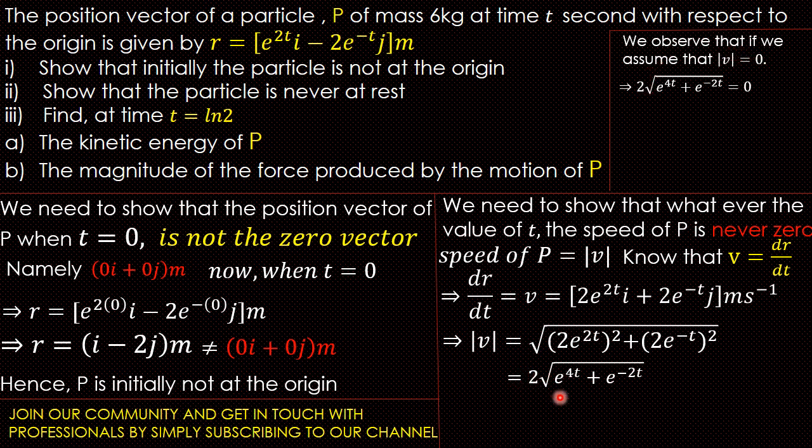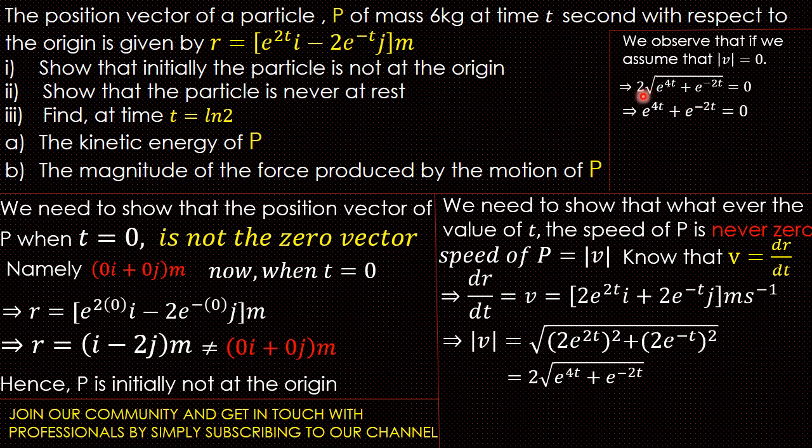So we should also know that if we assume that the speed of the particle is 0, that means the speed in this case, we have 2 into the square root of e raised to the power 4t plus e raised to the power negative 2t is equal to 0. That therefore implies if we divide all through by 2 and square both sides, we are simply going to have e raised to the power 4t plus e raised to the power negative 2t is equal to 0. But we know that no matter the value of t in this case, e raised to the power 4t is always positive. Likewise, e raised to the power negative 2t is always positive. So the sum of a positive quantity and another positive quantity can never give you 0.